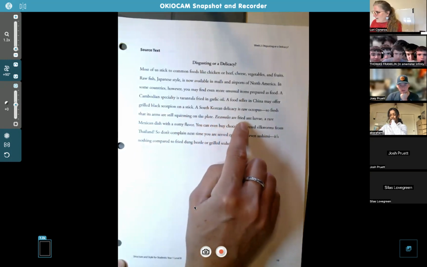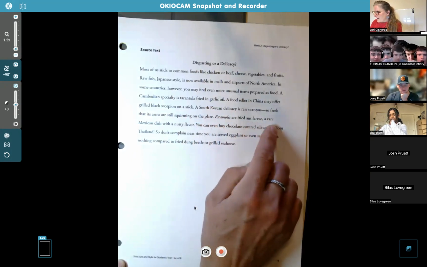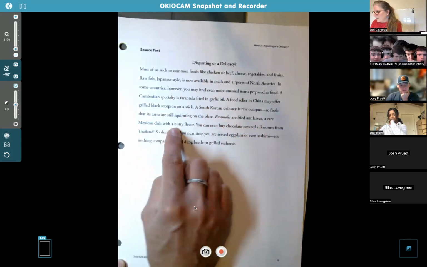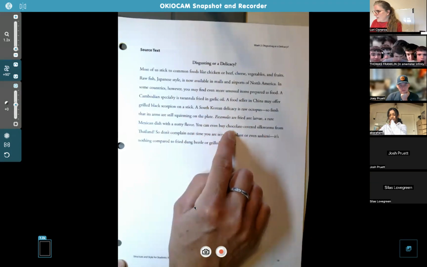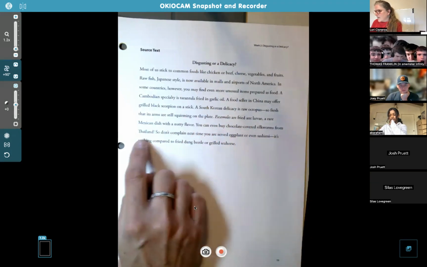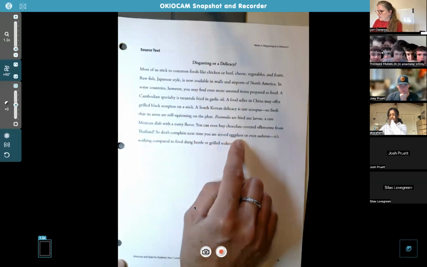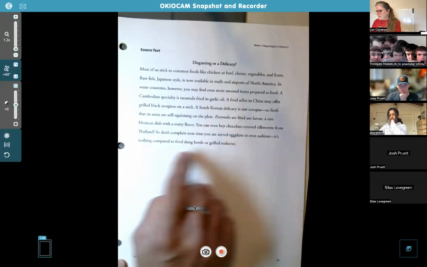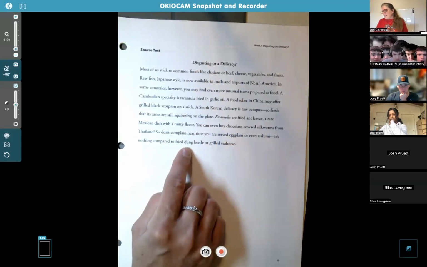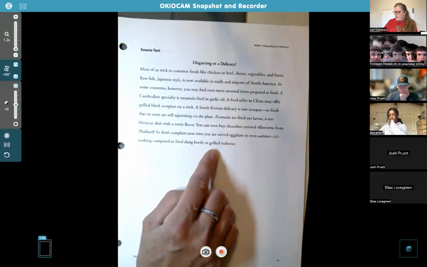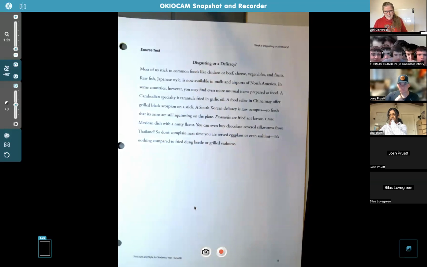Escamoles are fried ant larvae, a rare Mexican dish with a nutty flavor. You can even buy chocolate-covered silkworms from Thailand. So don't complain next time you are served eggplant or even sashimi. It's nothing compared to fried dung beetle or grilled seahorse. These are real things, by the way. So sorry, Thomas, if you're hungry and that's grossing you out.